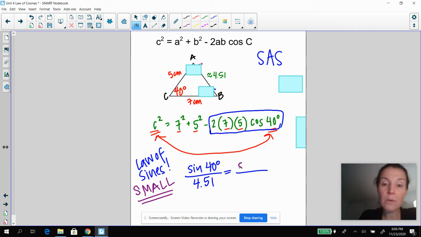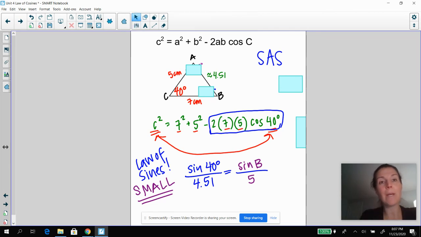So the next thing we're going to do is say the sine of B over 5. Then you cross multiply and solve, and you should get that B is approximately, again, 45.45 degrees. And then, looky-loo, you don't have to do the law of sines again. You can just do 180 minus 40 plus 45.45, and you get angle A, which is 94.55 degrees. And again, this is all approximating because we approximated first with that side C.